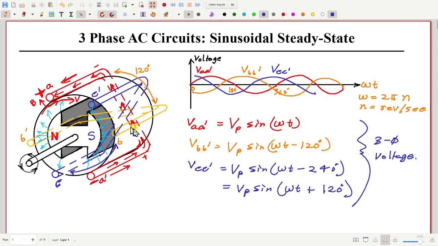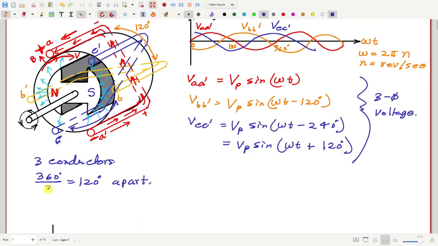Okay, so I have here taken 3 conductors and I have placed them 360 degree by 3, that means 120 degree apart from each other. But in principle, you can take, say, more conductors, maybe 4 conductors placed 90 degree apart. That is also possible. But 3 conductors 120 degree apart is the most common one. This is what we have in almost all generating stations, in all generators.